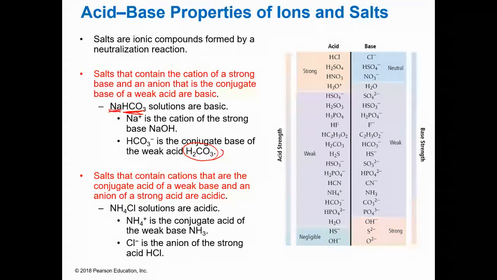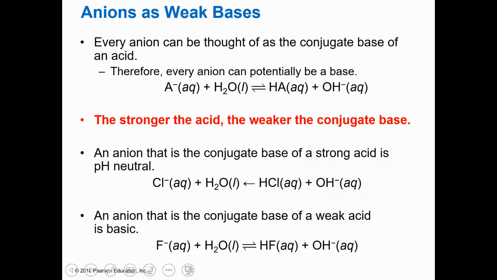Okay, if you've got a strong base and a weak acid, it's basic. If you have a weak base and a strong acid, it's going to be acidic. So NH3 is a weak base. HCl is a strong acid, so this is an acidic salt. Okay, and just remember, the stronger the acid, the weaker the conjugate will be.